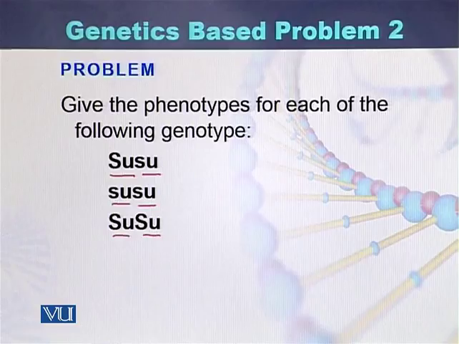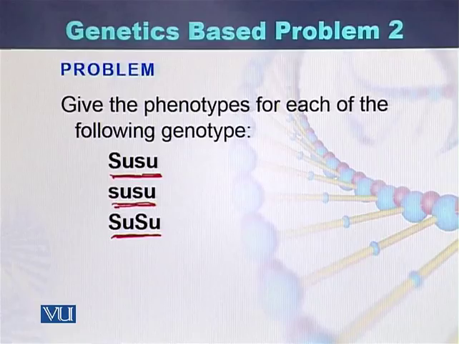So there are three genotypes. Here both alleles are dominant. Here one allele is dominant, one is recessive. Here both alleles are recessive. Based on the information of the genotypes, we have to tell what would be the phenotypes.